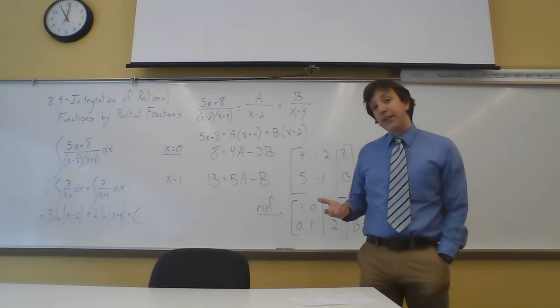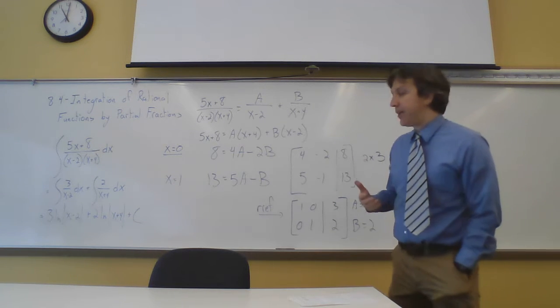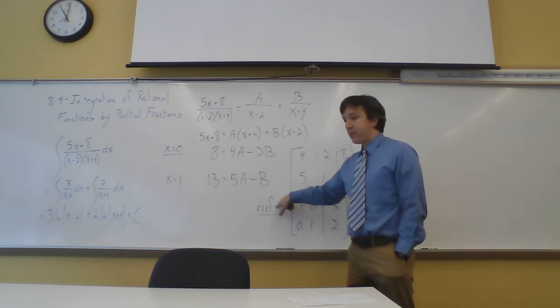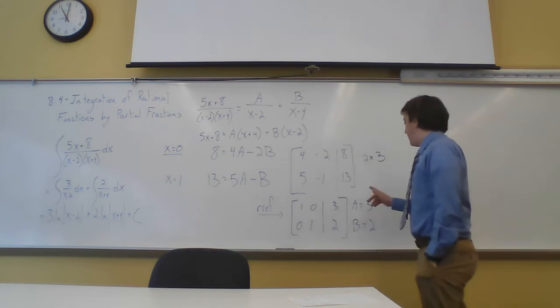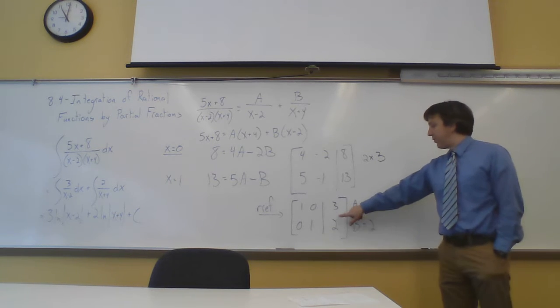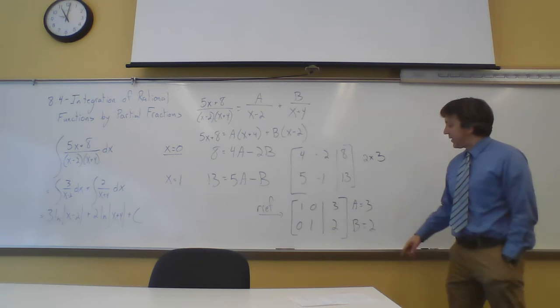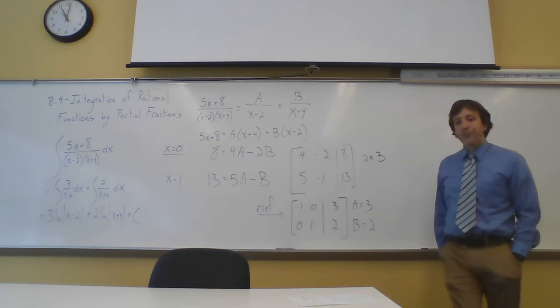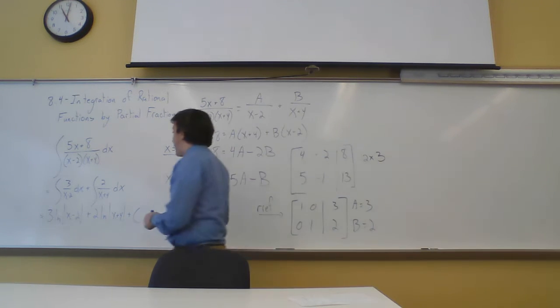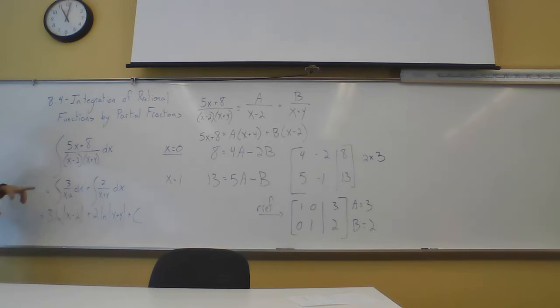So for instance, on my calculator right now, it's in matrix A. So I hit the reduced row echelon form. I hit matrix again. I select matrix A, and out pops this matrix, 1, 0, 3, 0, 1, 2. And what that tells me is that A is 3 and B is 2. So then I have my numerators. So I know that my initial fraction breaks down into 3 over x minus 2 and 2 over x plus 4.